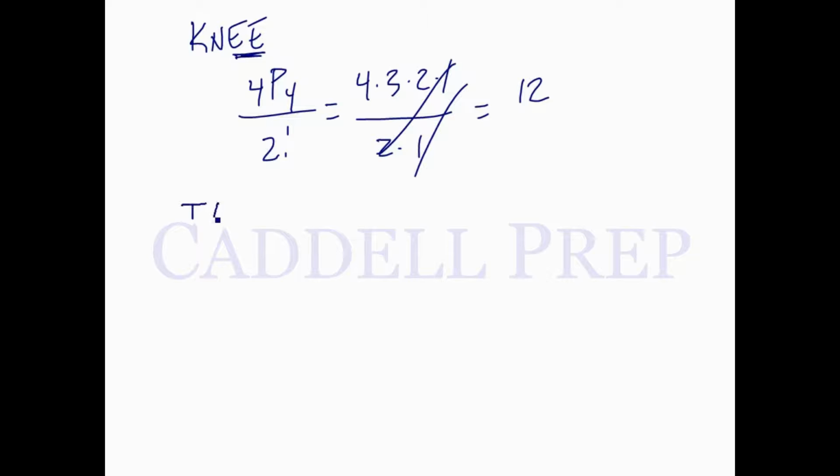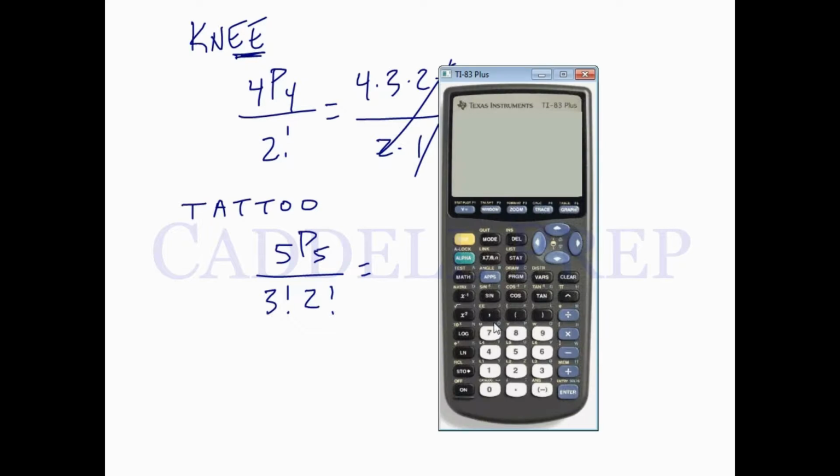Let's look at the word "tattoo." So there are 5 letters total, so it's going to be 5P5. We have the letter T repeating 3 times, so 3 factorial, and the letter O repeating twice, 2 factorial. So let's do this one in the calculator. So 5P5 is 120, and we could have done a 5 factorial. It's the same thing.